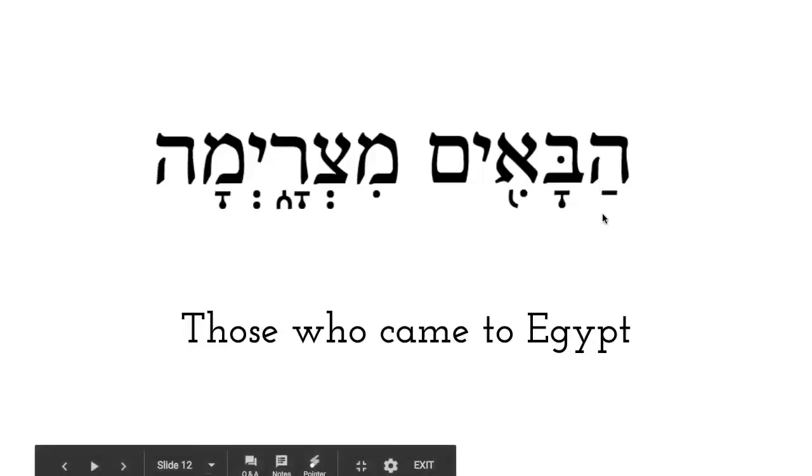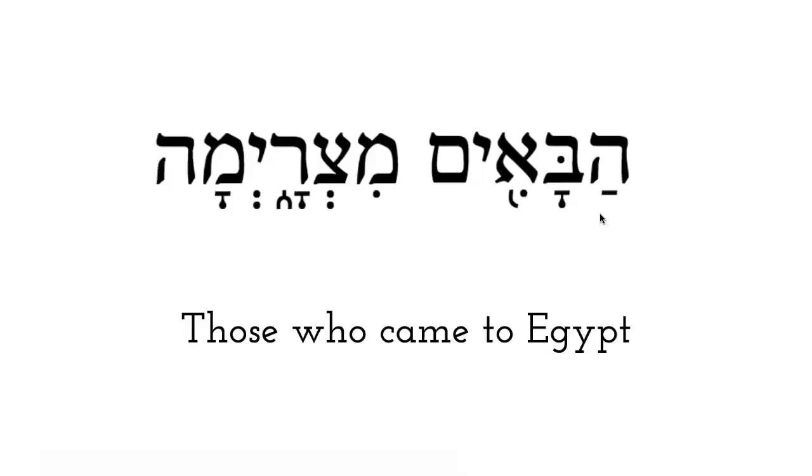Ha is the, but we'll translate it as those, or we could say the ones who came. So ha ba'im. The im part makes it plural. We know there's more than one person. And the ba is come or came. So haba'im is those who came.